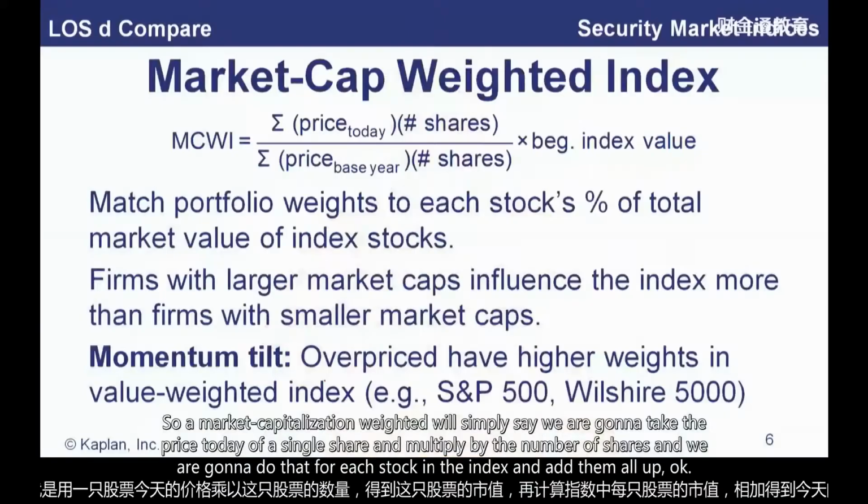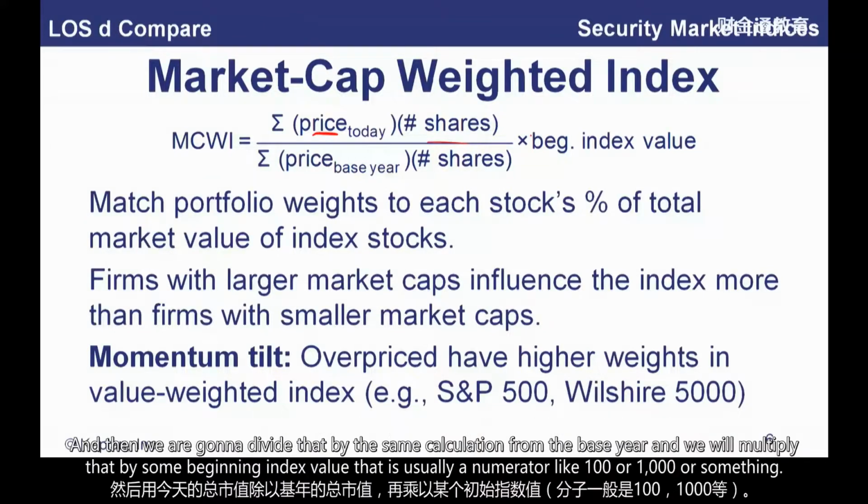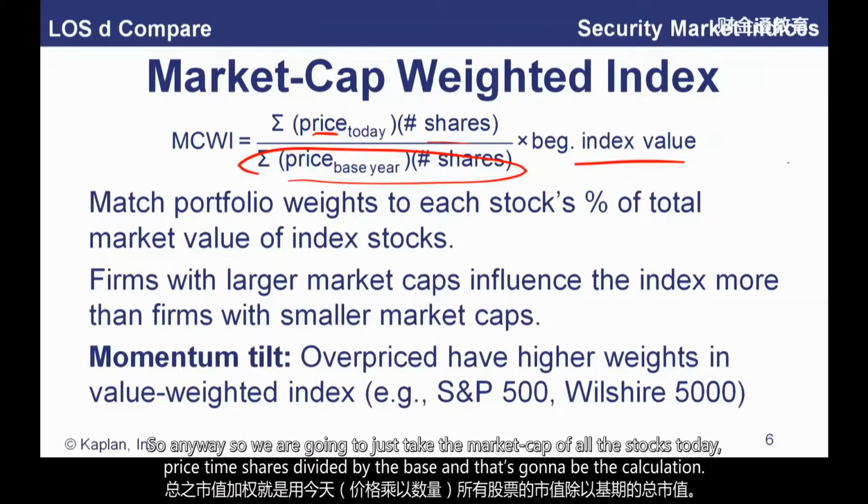So a market capitalization weighted index would just simply say we're going to take the price today of a single share and multiply it by the number of shares, and we're going to do that for each stock in the index and add them all up. Okay, and then we're going to divide that by the same calculation from the base year, and we'll multiply that by some beginning index value. This is usually a numeraire like 100 or 1,000 or something. So anyway, we're going to just take the market cap of all the stocks today, price times shares, divided by the base, and that's going to be the calculation.